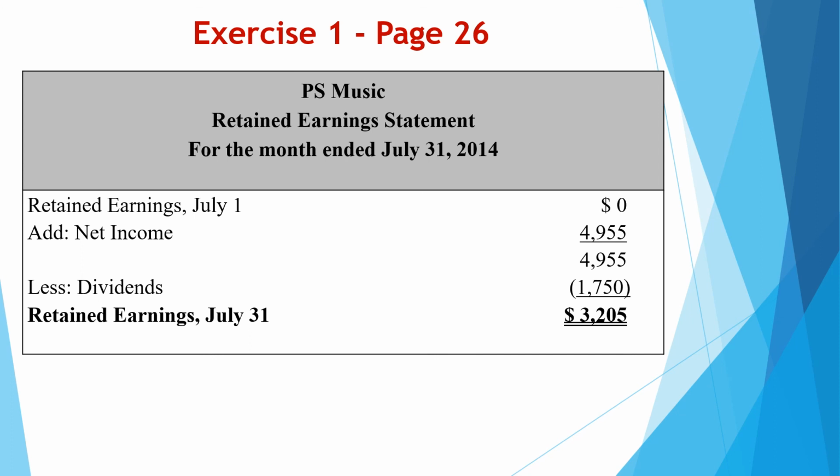So we have to add the net income calculated in the previous financial statement, the income statement. The net income was 4,955. So 0 plus 4,955, the total is 4,955. Then the dividends should be deducted from the total. So minus 1,750. You can see that the dividends are between brackets to indicate that they are negative. And we have the retained earnings ending on July 31, at the end of the month of July, which is 3,205.